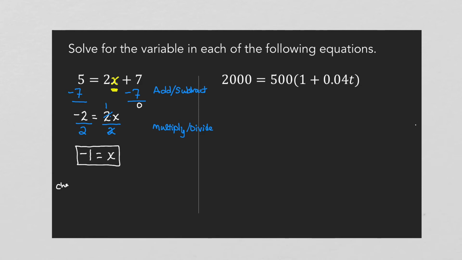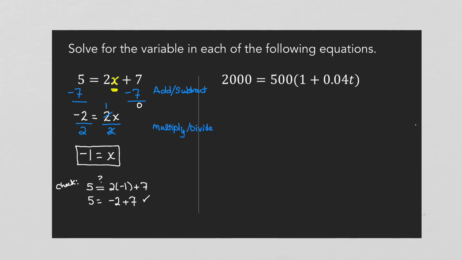That's a simple check, so I think I'll go ahead and do that check just to be sure. Does 5 equal 2 times negative 1 plus 7? Well, 2 times negative 1 is negative 2, and negative 2 plus 7 is in fact 5. So yes, x equals negative 1 is the solution for that first equation.